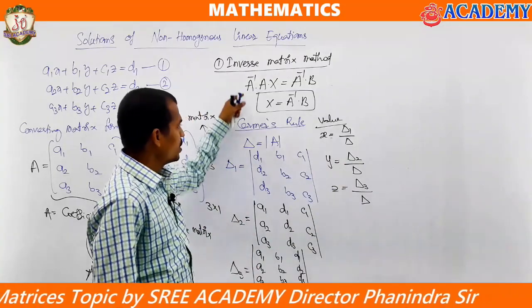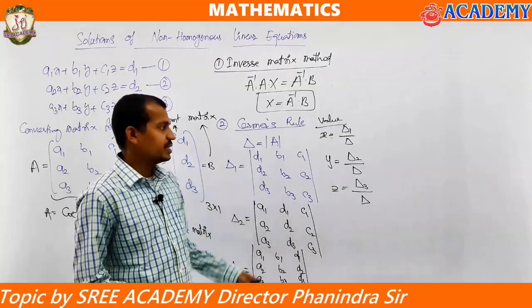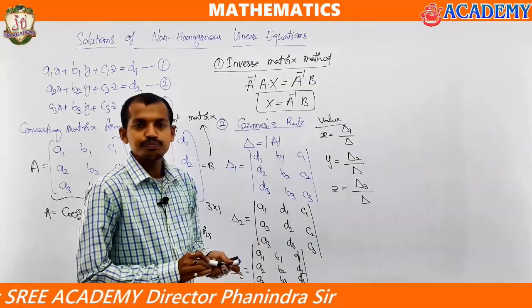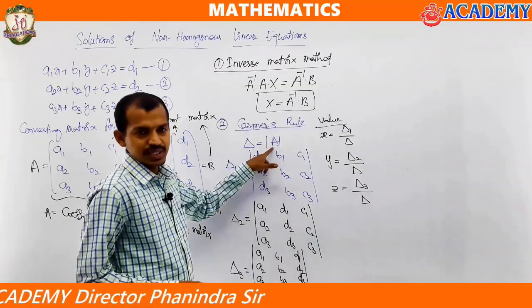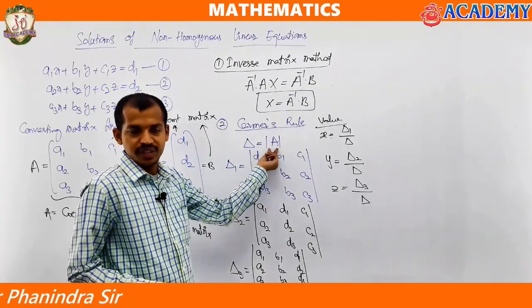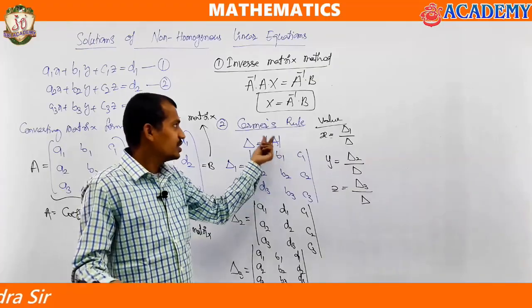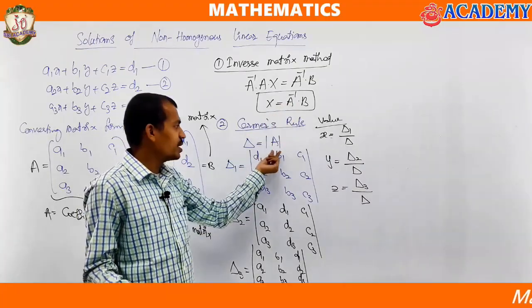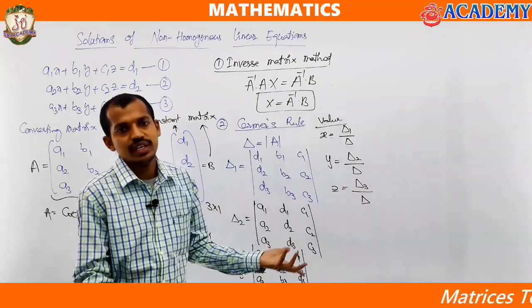In both methods, just see, they depend upon the determinant. Here to find A inverse, we require the determinant of A. If the determinant of A is not equal to 0, then only A inverse will exist. If the determinant of A equals 0, you won't get A inverse.